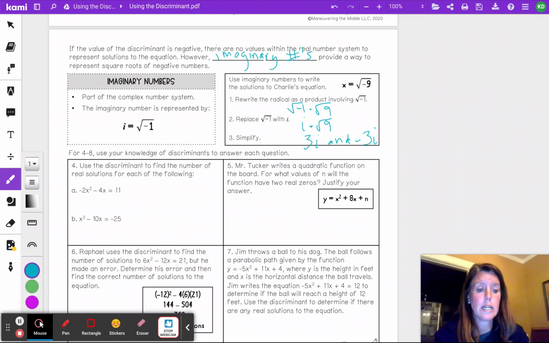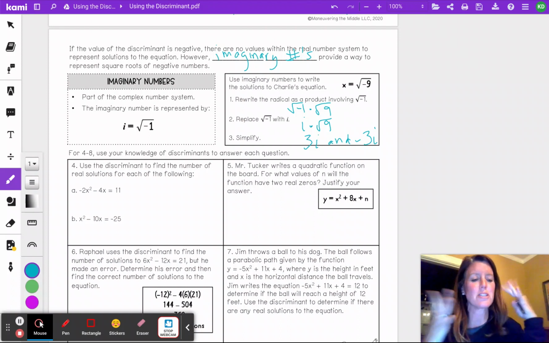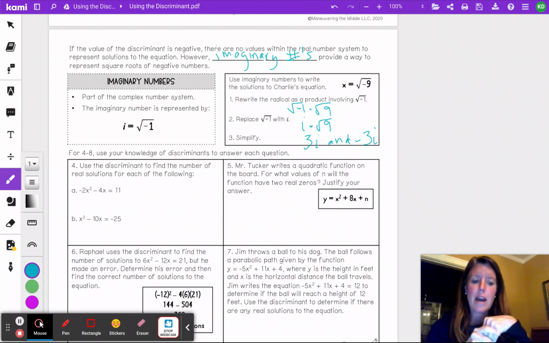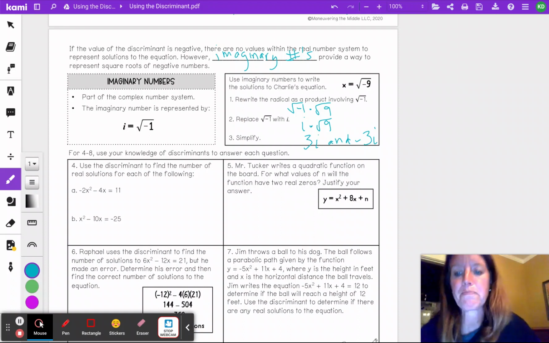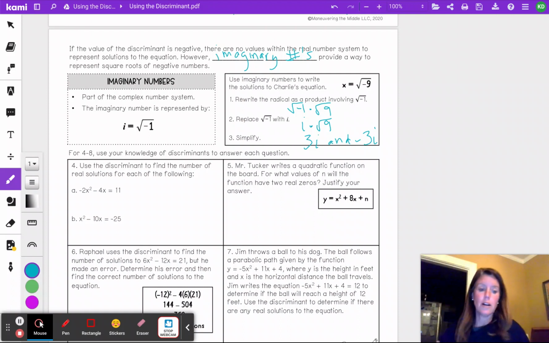Oh, I did it. Imaginary numbers. I hate them. Oh, I just hate them. There's one part about math that my brain just doesn't enjoy. All right. We got that out of the way.